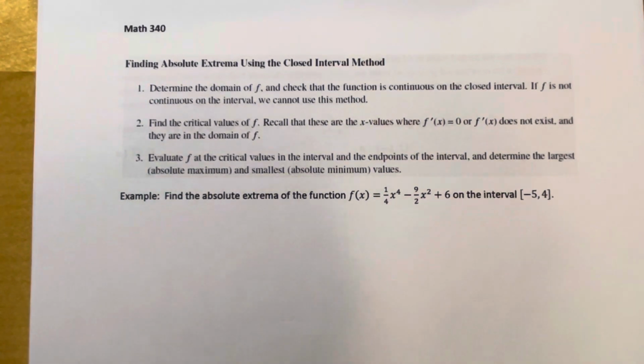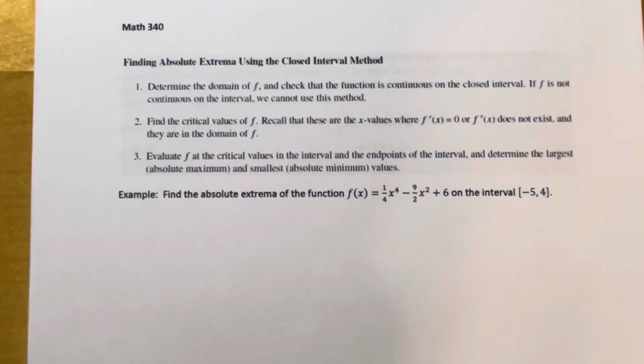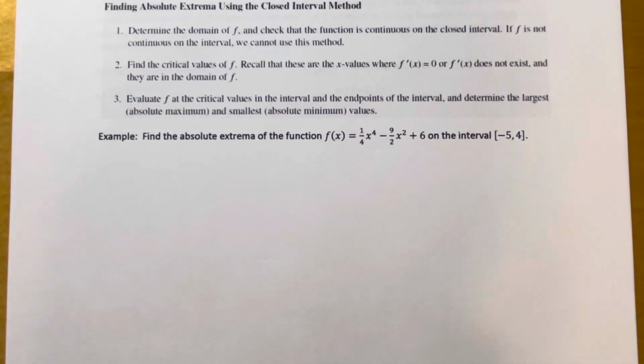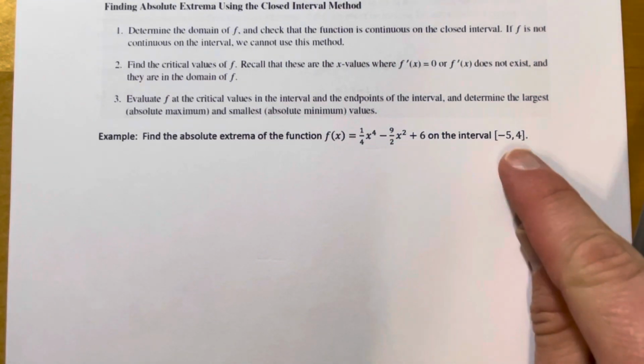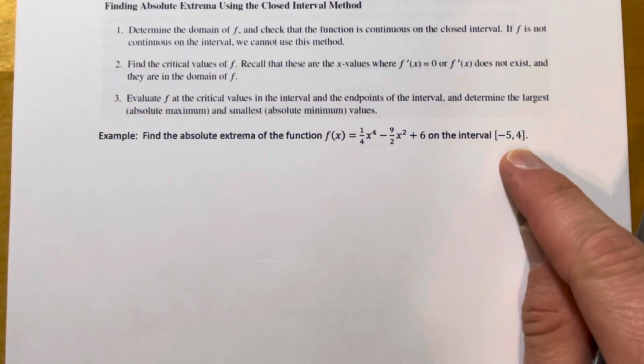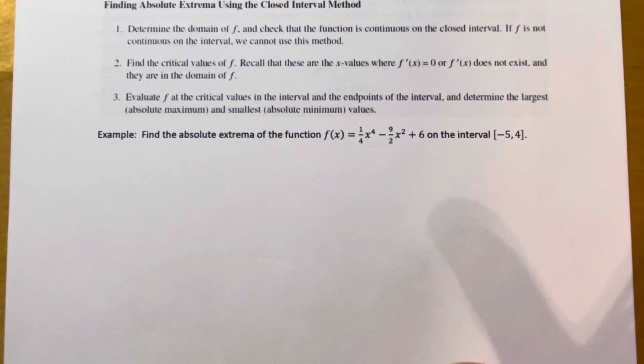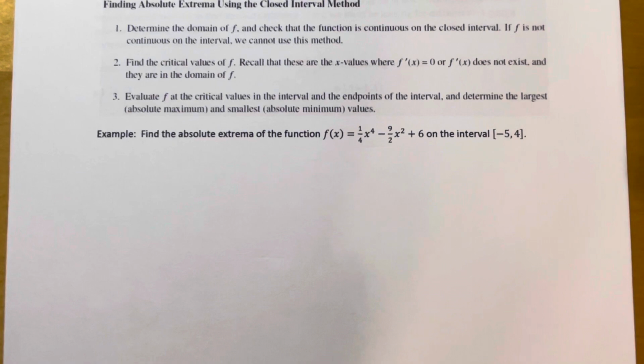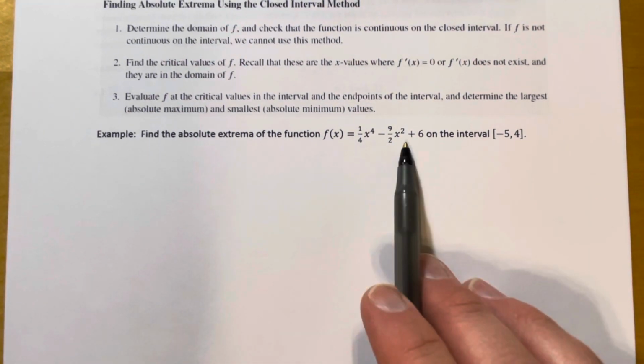So let's take a look at an example. Okay, we want to find the absolute extrema of the function f of x equals 1/4 x to the fourth minus 9/2 x squared plus 6 on this interval, -5 to 4. So before we can proceed with the closed interval method, we need to make sure that we're satisfying both of those conditions. So what is the domain of this function?